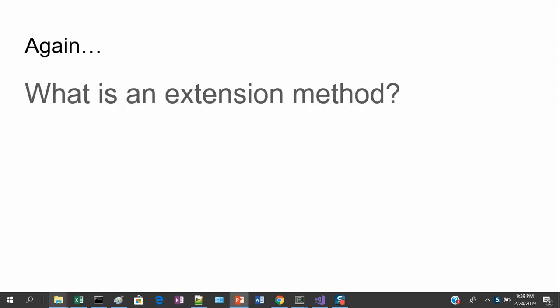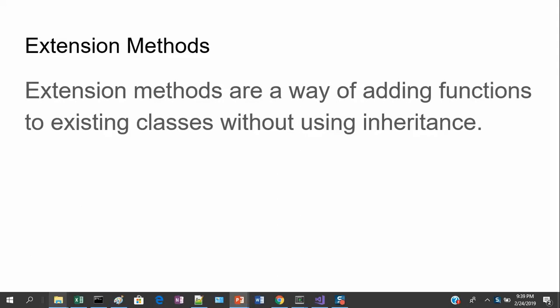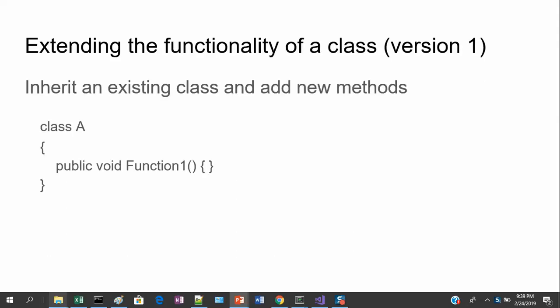What are extension methods? Extension methods are a way of bolting new functions, or retrofitting new functions, onto existing classes without using inheritance or modifying the original source code in any way. So one way we could hypothetically add a function to an object would be to subclass it and provide a new function. That is one way of doing it, but then we don't really have the original type anymore. We've got this new type. It's not a perfect solution.